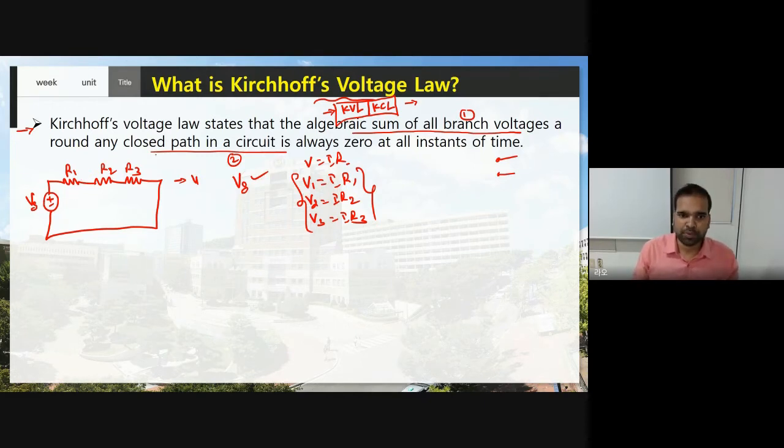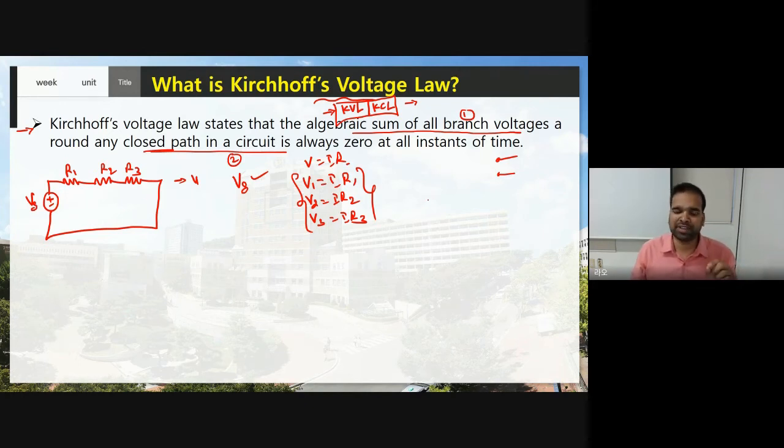Then what is the second point here? Is it a closed circuit or not? Yes, it is a closed circuit. Now we can apply KVL if these two things are matching: we have some branches in the circuit, it should be a closed path, and you should know the voltage drop across each branch. Then you can apply KVL.